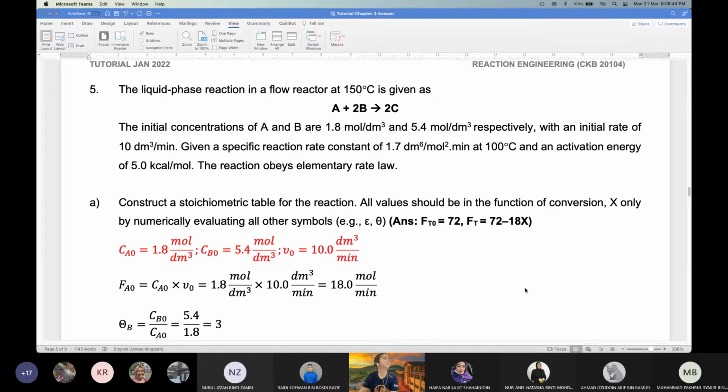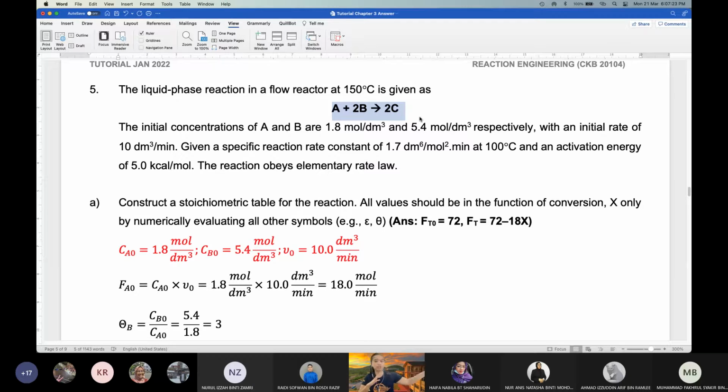Okay, so let us go to this question. The question says, the liquid phase reaction in a flow reactor at 150 Celsius is given as A reacting with 2B to produce 2C. So apa information dia beri? First, dia kata liquid phase. Kedua, this is flow reactor. So kalau kamu tengok soalan kata flow reactor, CSTR ke, PFR ke, means the stoichiometric table is in the form of molar flow rate. Or more exact, kamu kena tahu dulu initial molar flow rate of A, FA0.